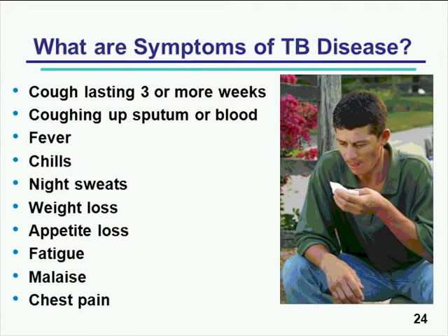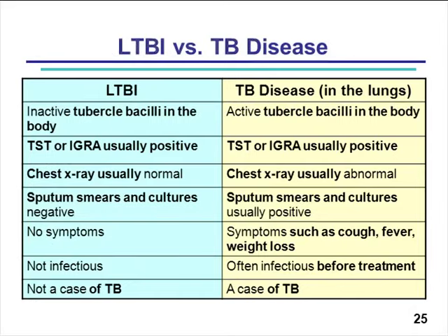So what are the general symptoms of TB disease? Cough lasting for several weeks, coughing up sputum or blood, fever, chills, night sweats, weight loss, loss of appetite, fatigue, malaise, and chest pain. Typically, pulmonary TB patients will have a cough, but not all patients do cough. You can see where these symptoms mirror the flu, which makes TB sometimes very difficult to diagnose in the practitioner's office. This table summarizes the difference between LTBI and TB disease.